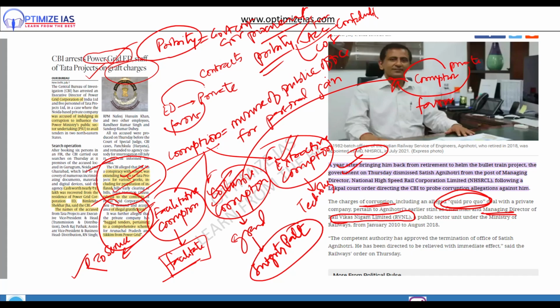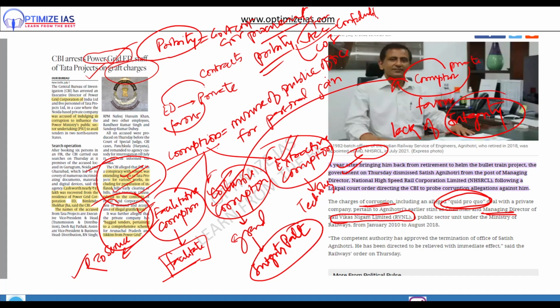Okay, so all these kinds of corruption basically come from a lack of integrity. What is integrity? Integrity is a value in civil service which basically means that you have to stick to your values, you have to adhere to your principles under any circumstances. That is what is called integrity.